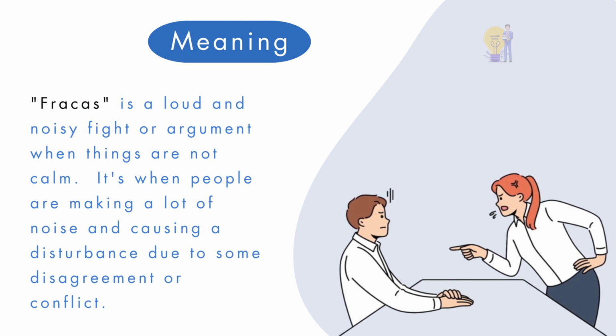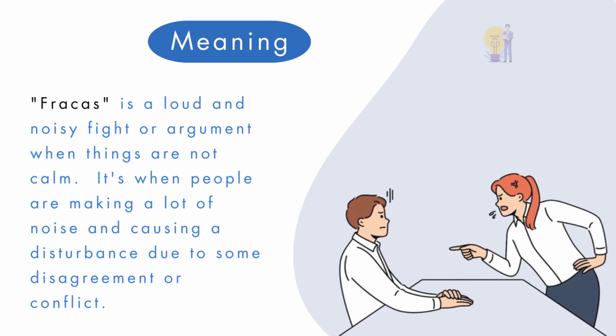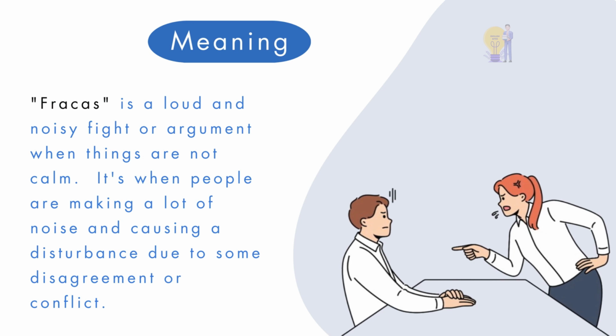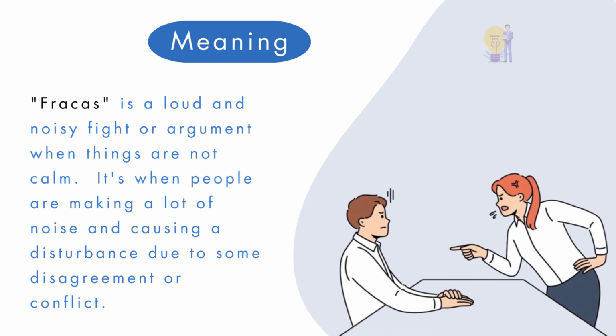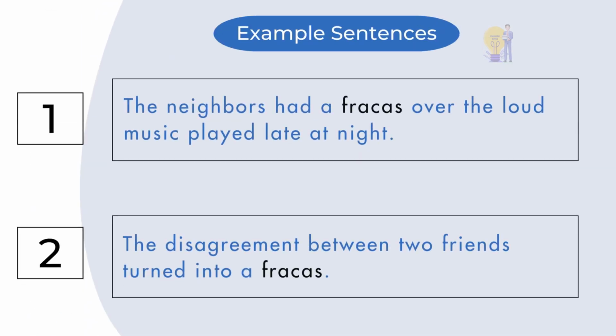Fracas is a loud and noisy fight or argument when things are not calm. It's when people are making a lot of noise and causing a disturbance due to some disagreement or conflict. The example sentences are: number 1, the neighbors had a fracas over the loud music played late at night. Number 2, The disagreement between two friends turned into a fracas.